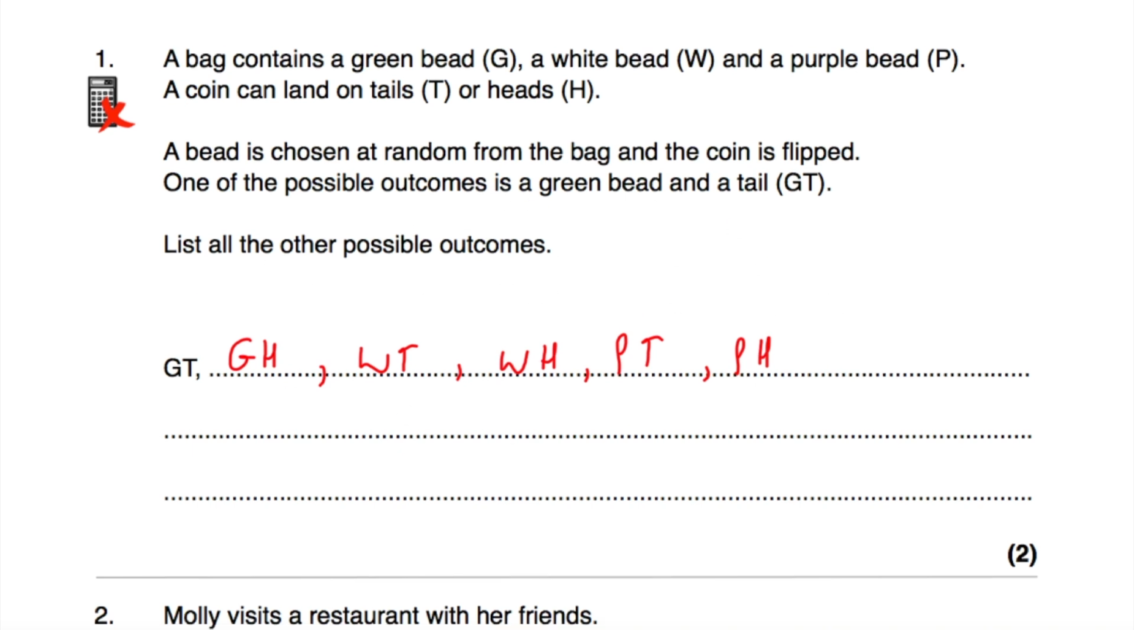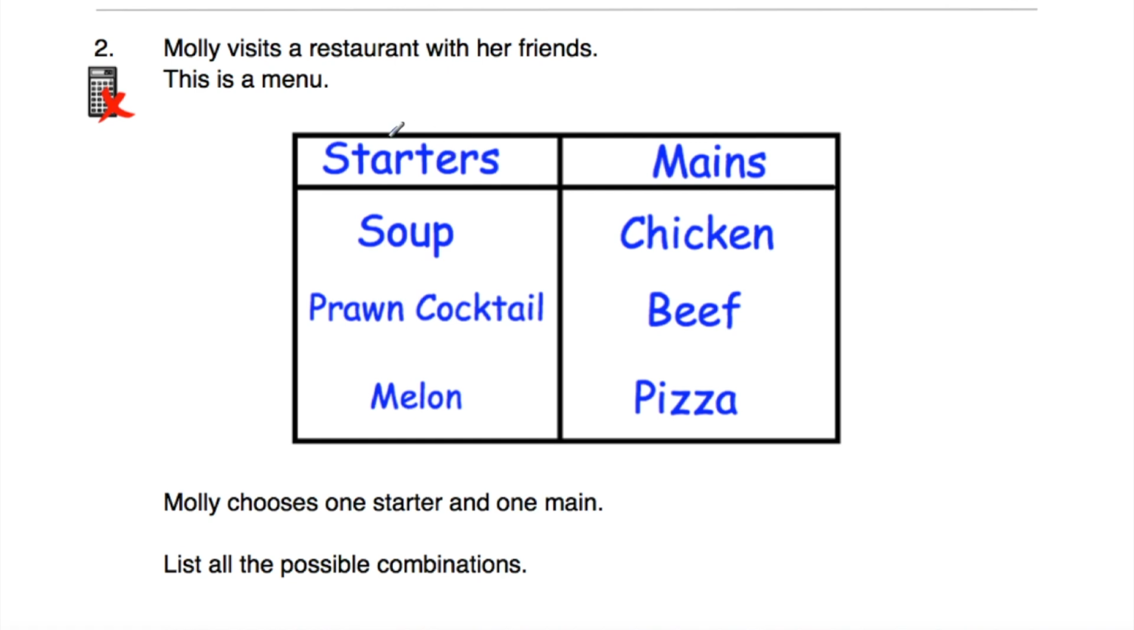Okay, let's look at our next question, question number 2. Question number 2 says Molly visits a restaurant with her friends and this is the menu. She's got a choice of either soup, prawn cocktail and melon as a starter. And in terms of the main, she can choose chicken, beef or pizza. Molly chooses one of the starters and one of the mains. And we've been asked to list all the possible combinations.